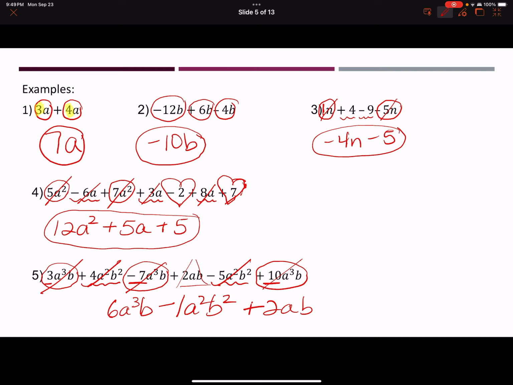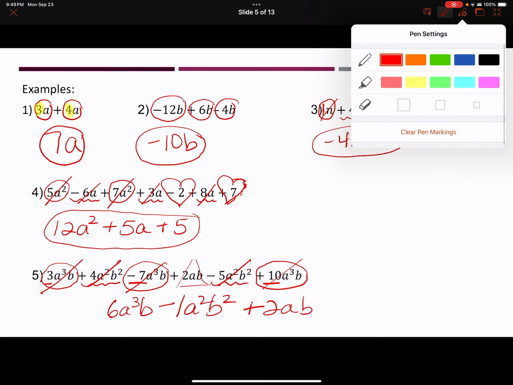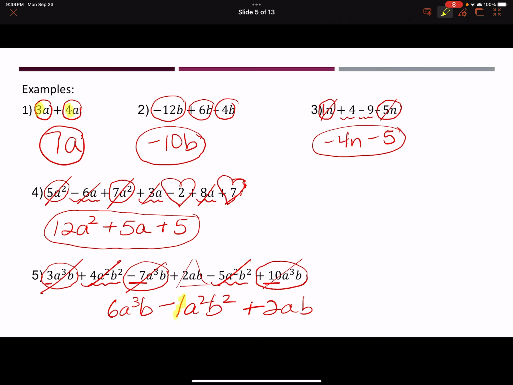We really don't write the 1 as the coefficient. You can write this down at first, but we want you to get out of the habit of writing that 1 if that's the coefficient. So I'd love for your answer to look like this: 6a cubed b minus a squared b squared plus 2ab. I'd love for your final answer to look just like that.